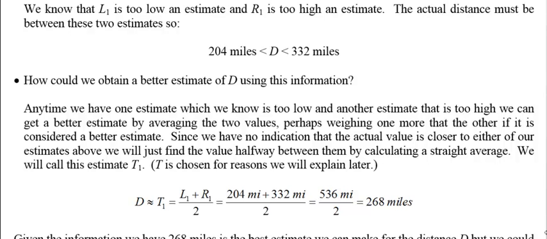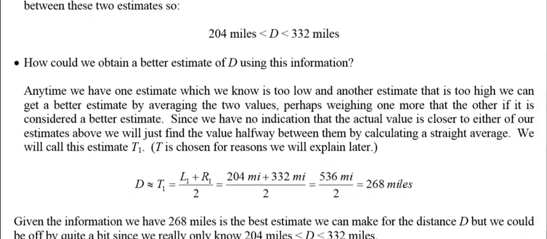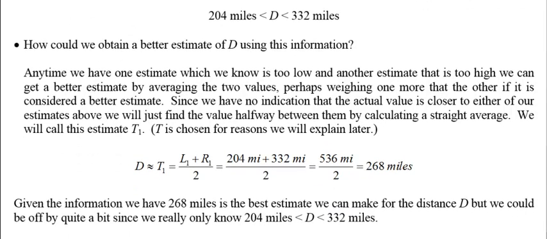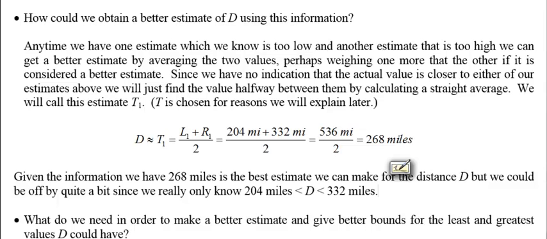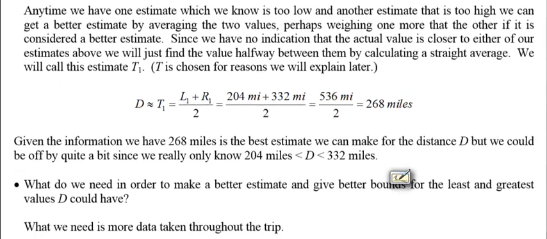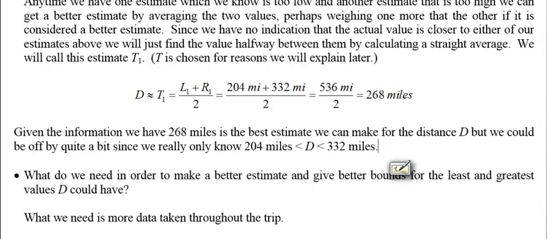Well, okay, that's fine and good, but that's not a very precise range. This range here is pretty wide. So what could we do to make a little bit better estimate? Well, we're going to need something else. What are we going to need? We're going to need more information. We need more data. In other words, check the speedometer more than once, not just at the beginning and then once at the end of the trip.